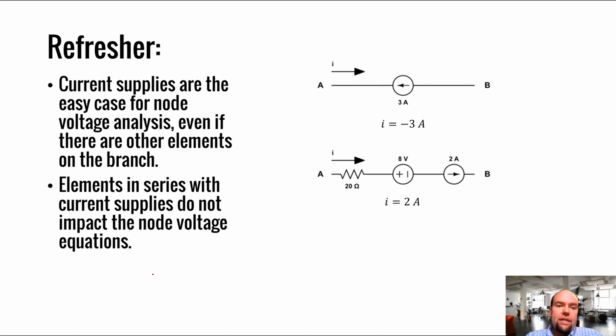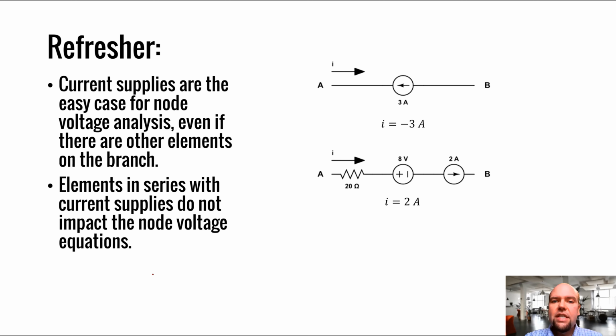What about when we have current supplies? When doing the node voltage technique, if we have a current supply, that's great. Remember, we're writing the Kirchhoff's current law equation, so we're writing the collection of current. If we see a current supply, our job's done. We know the current in that branch.